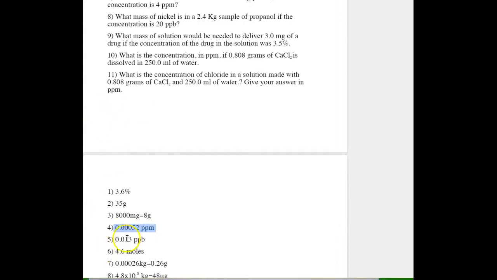We have 1.3 times 10 to the negative 2. That's what we got. Yay! We did it right.